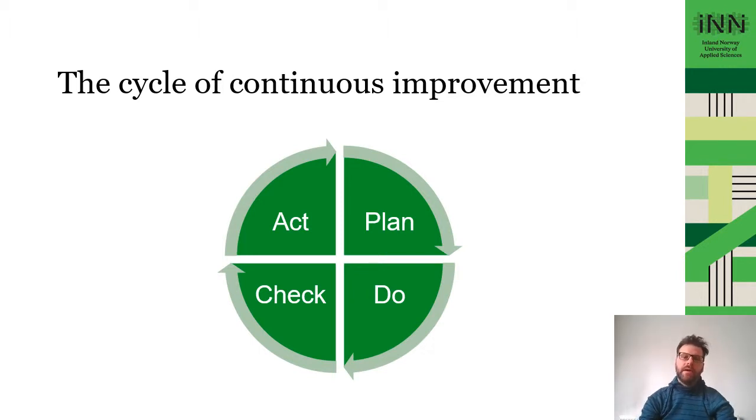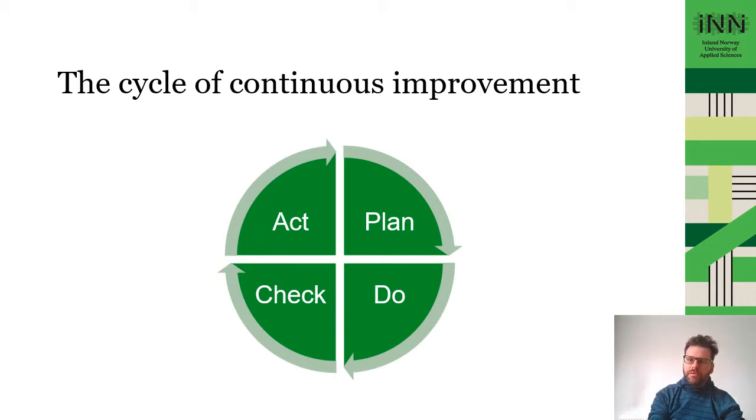We start with a plan. We think about what we want to do, and then we actually go out and we do it, and we try it. And we recognize that when we're designing learning, we can't get it right all the time. And so we need to actually go and experiment in the field. And that's why this is a cycle, because once we've done something, we then check it, we see if it's working, and we then act to make changes that then influence our next round of planning.